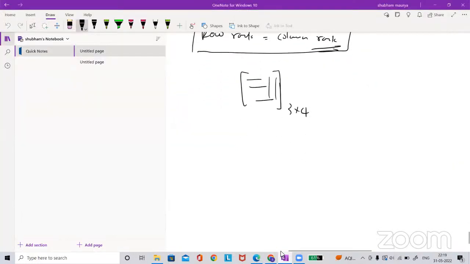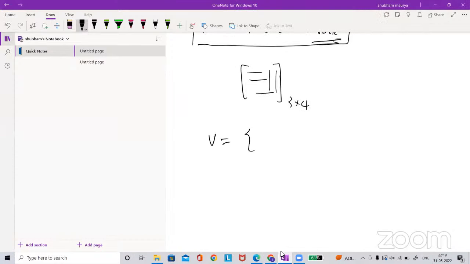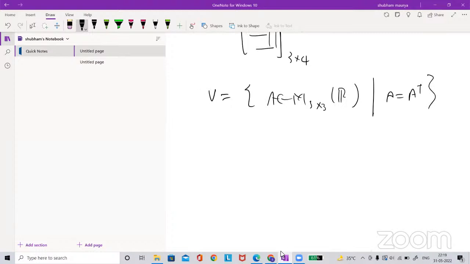I'm confused. No, see, for this vector space, A belongs to M 3 cross 3 over R, where A equals A transpose. So what is the basis of this vector space? Can anyone tell me? This is a vector space with the usual addition and scalar multiplication as in matrices. So the basis would contain nine elements at least. 9 elements. Okay.